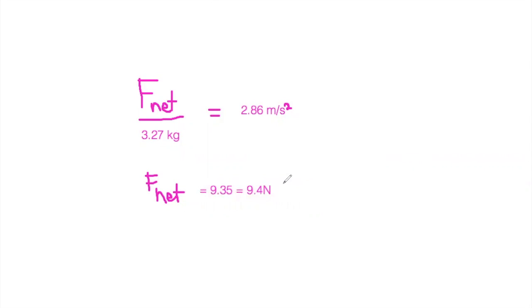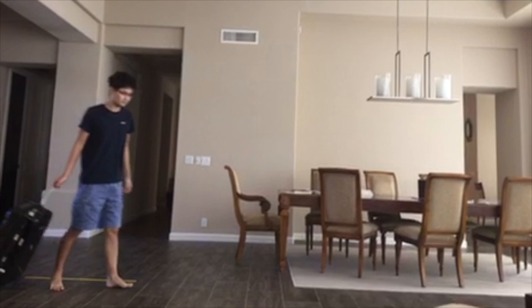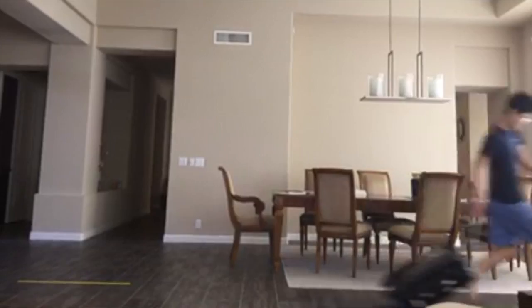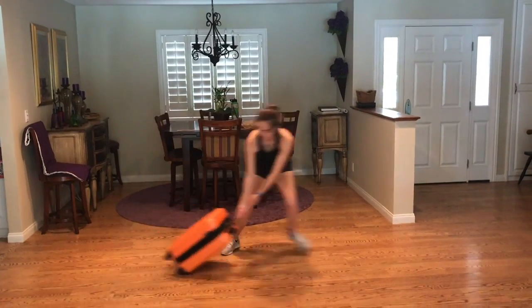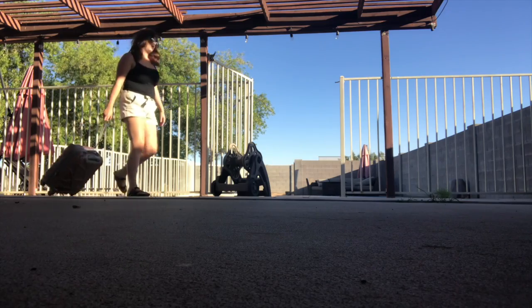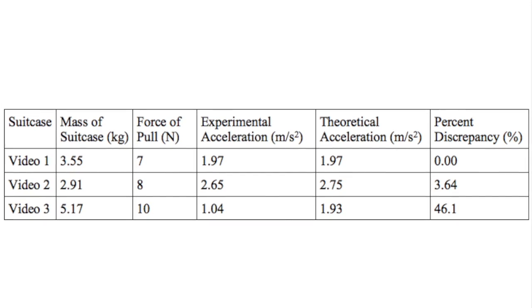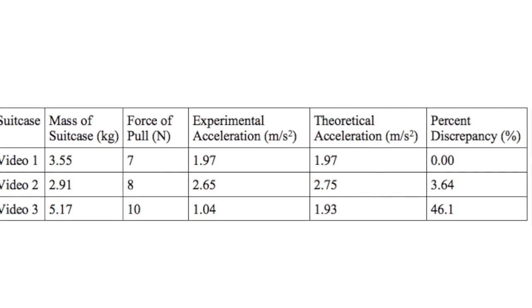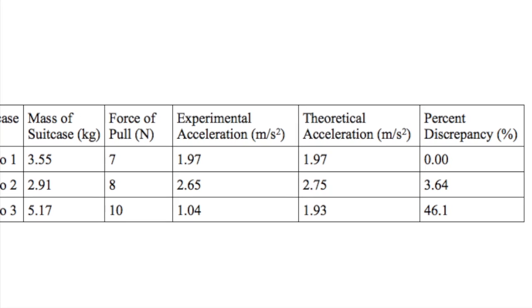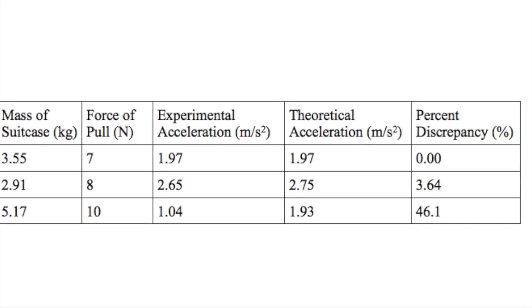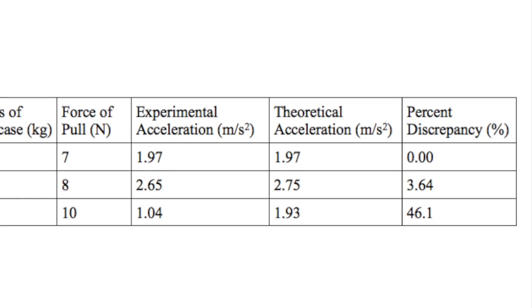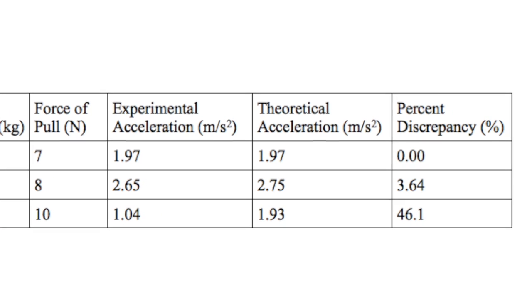After testing the equation in this way, we decided to prove if the law held true when the net force was known. We tested this 3 times, using a force scale to determine the tension, which in this case was the net force, that we used to pull the suitcase for each trial. Our first 2 trials showed a very low % discrepancy because the experimental acceleration was close to the theoretical acceleration, which was found using the net force and mass.